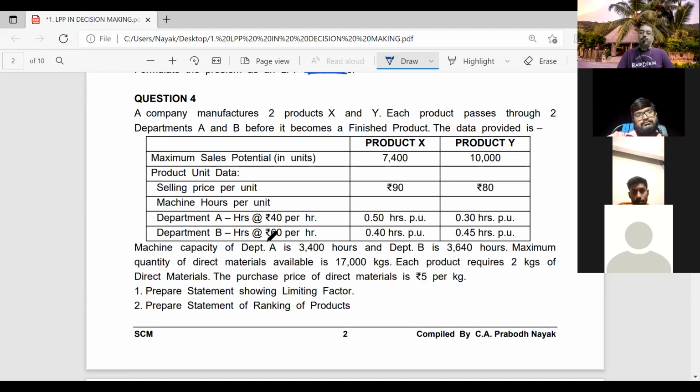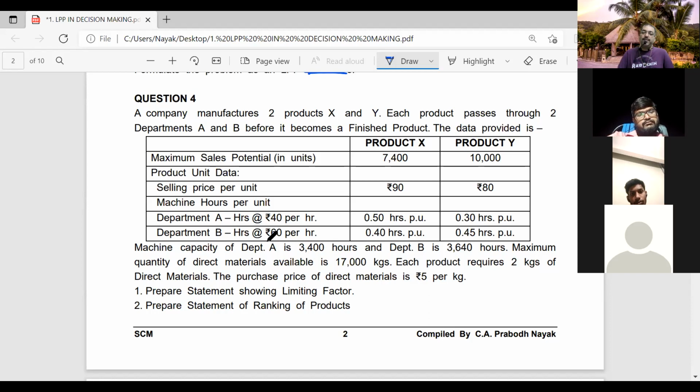A company manufactures two products X and Y. Each product passes through two departments A and B before it becomes a finished product. The data provided is maximum sales potential in units 7,400 and 10,000. Selling price per unit is 90 and 80. Machine hours per unit, department A, at the rate of 40 rupees per hour, 0.5 hours per unit and 0.3 hours per unit. Department B at the rate of 60 rupees per hour, 0.40 hours per unit and 0.45 hours per unit.